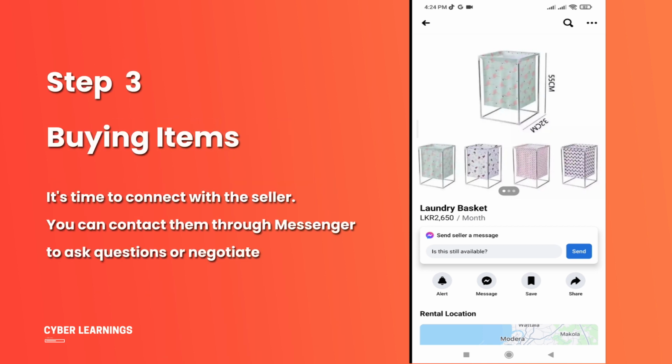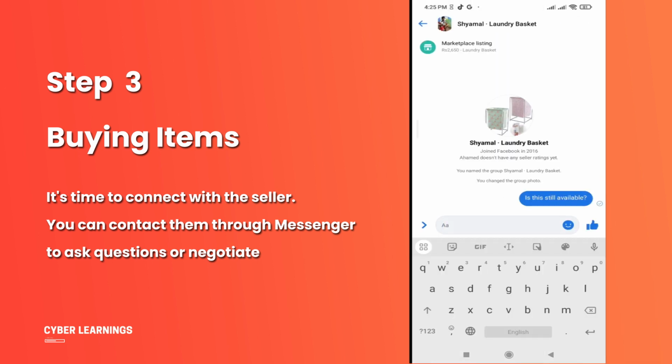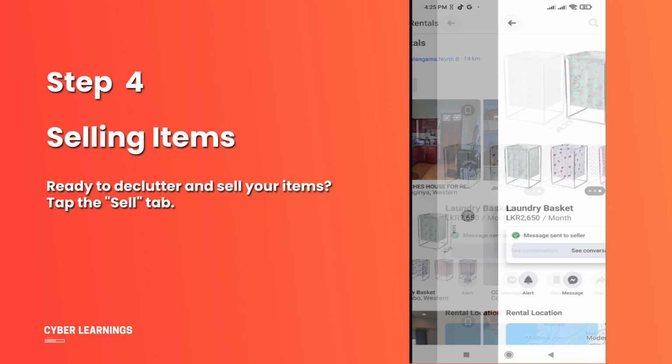Step 3. Buying items. When you've found something you like, it's time to connect with the seller. You can contact them through Messenger to ask questions or negotiate. If you're ready to make a purchase, simply hit the Send Offer button or start a conversation to get more details.